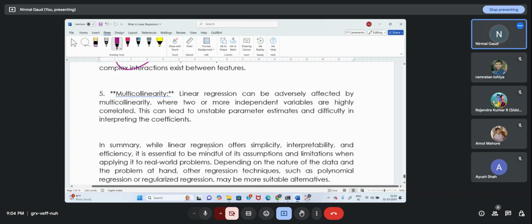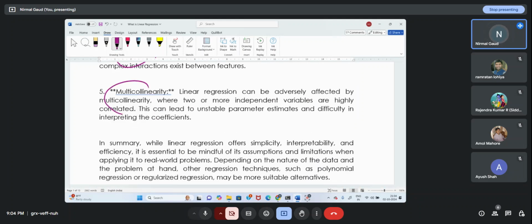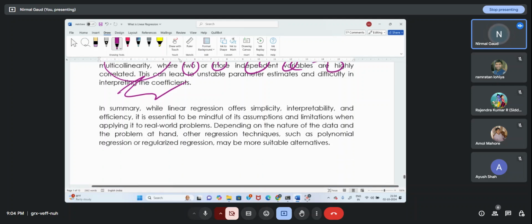So what do these two mean? There may be multicollinearity also. I told you it's an assumption that there should not be multicollinearity, but there may be multicollinearity where two or more independent features are highly correlated. They will give rise to multicollinearity. We don't want features to be correlated. Their points should not come in a straight line one by one. In that particular case, my model will overfit because instead of learning, it will memorize.